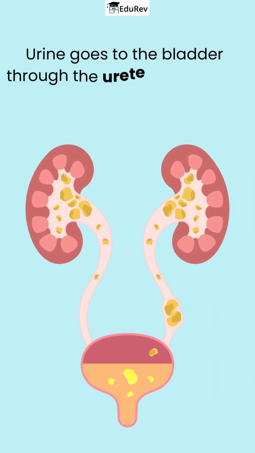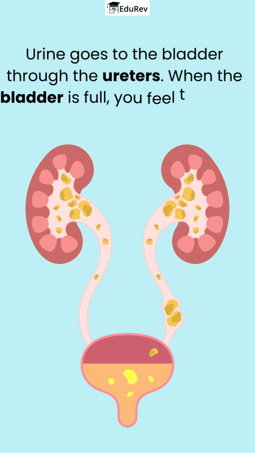Storing and getting rid of urine. Urine goes to the bladder through the ureters. When the bladder is full, you feel the need to pee.